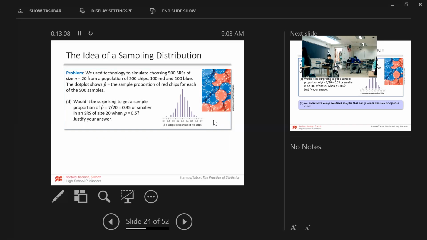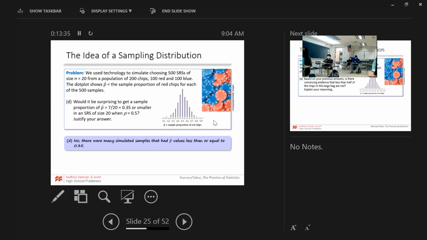Would it be surprising to get what that child got? Ready? 35%. Because that child got 7 red, 13 blue. So here's 35%. So we count this and everything to the left of it. Is that surprising? Well, we can't quantify it. We just look at the heights of the bars. There's 4 bars altogether that are 35% or lower. That make sense? It's not statistically unlikely.